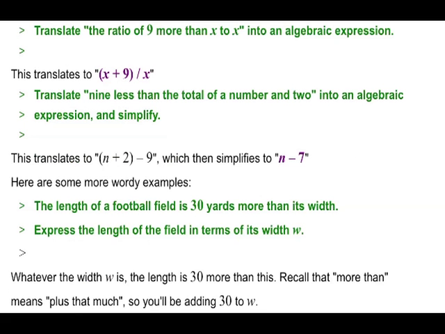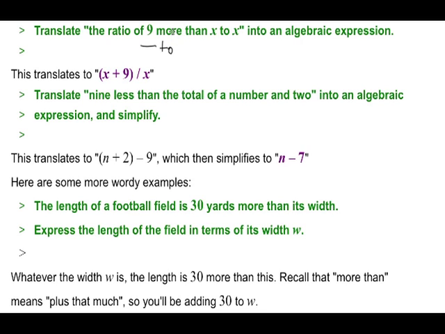So try another one. These are just a little bit more complex. Translate the ratio of 9 more than x to x. So here we have a couple different expressions that we have to convert. We know ratio means it's going to be a division to begin with, or a fraction bar. The ratio of 9 more than x to x. So "to" would be our fraction bar.